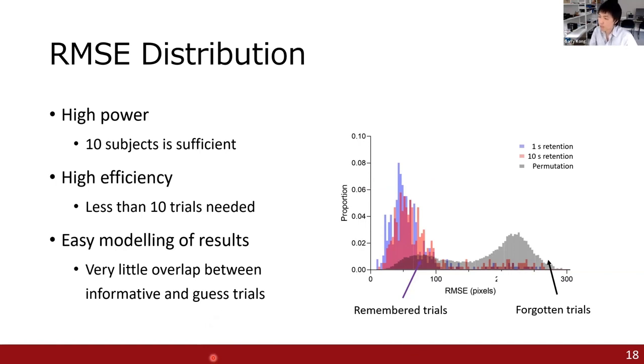And one of the biggest advantages of this new method is you can see here that if the subjects remember what they saw, then their answers usually fall around the blue or the red distribution. If they have no idea what they saw and they just guess, you see the gray distribution here. That's usually where their answer falls. So the remembered trials and the forgotten trials basically don't overlap, which, if you want to do any mathematical modeling using this method, makes it so much easier than it was before.